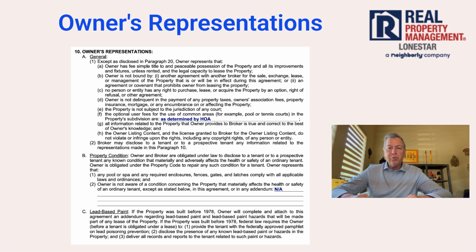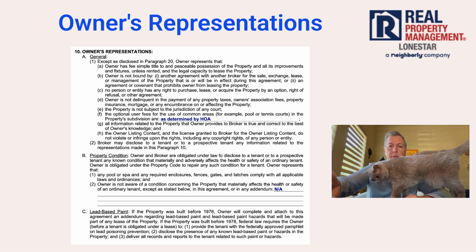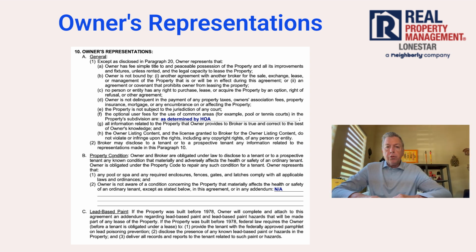Second, you confirm there is no one else, like another person, bank, or association, who has first rights to buy, lease, or take control of the property. You're also stating that you're current on property taxes, HOA dues, insurance, and mortgage payments, and that the property isn't involved in any legal disputes. If the property is part of a subdivision with amenities like a pool or tennis court, you agree to tell us if there are optional user fees associated with those.